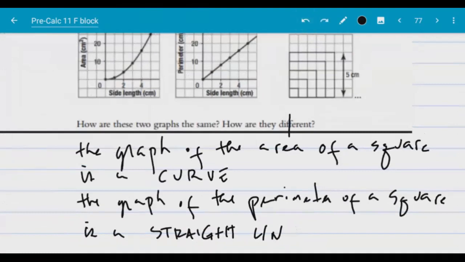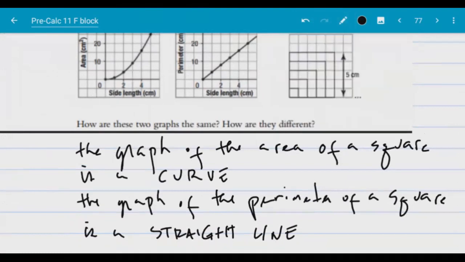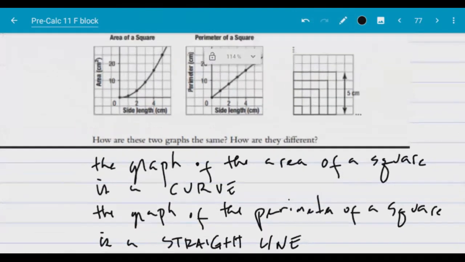Okay, I just need to erase something here. So, in what ways are they the same? Well, both of them, if you'll notice, are in quadrant one because the values that you can have can only be positive values because we are talking about measurements.